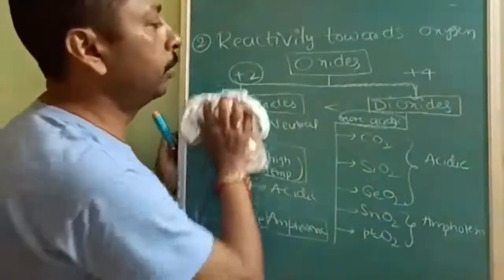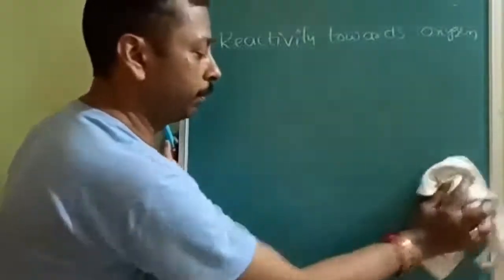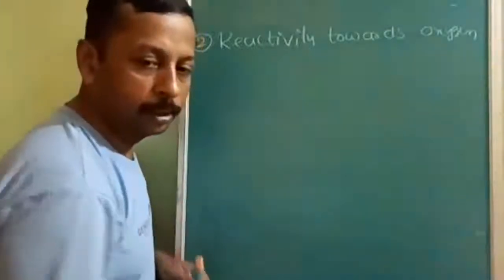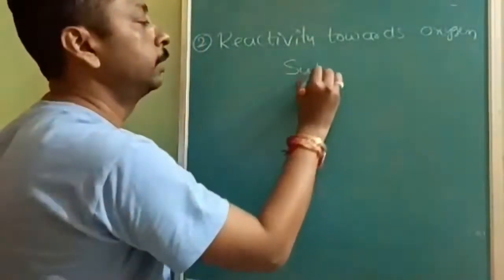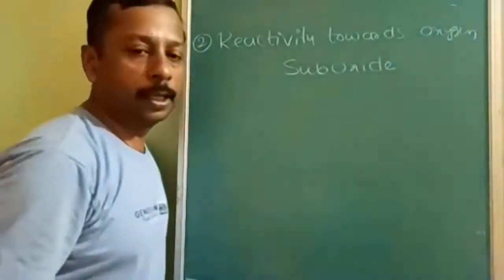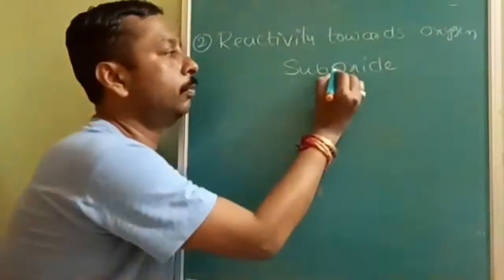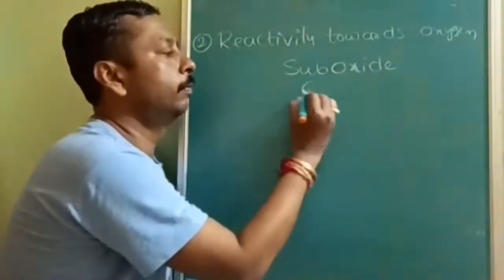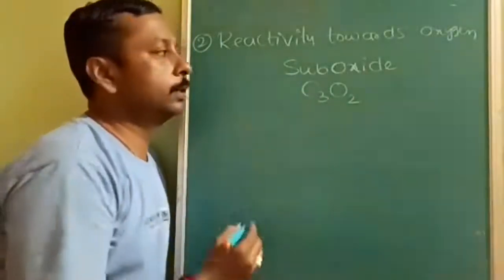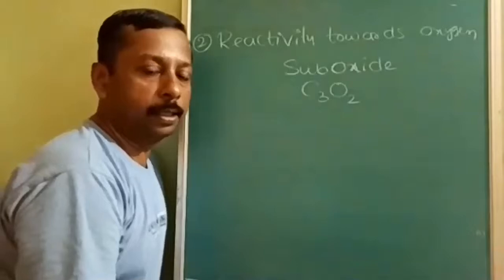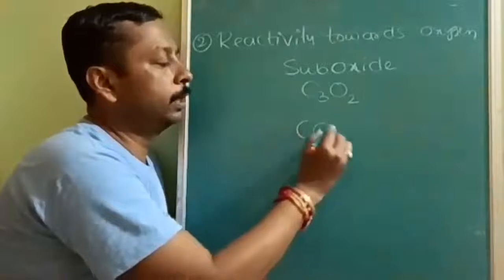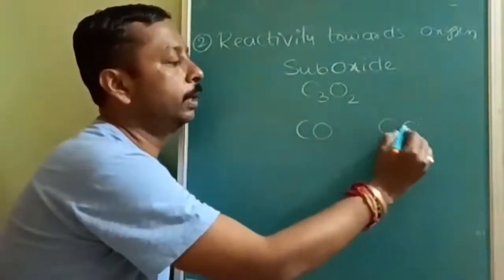But there is one more important oxide formed by carbon, that is the suboxide. Other than the monoxide and dioxide, carbon also forms a suboxide. What is the formula? C3O2. So C3O2 is the suboxide. Sub means less than the required amount of oxygen. Here carbon is getting 1:1, and carbon is getting 1:2.